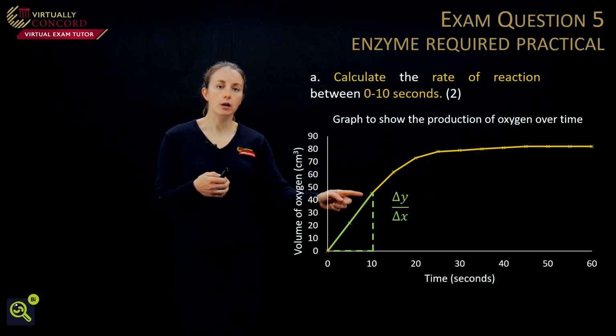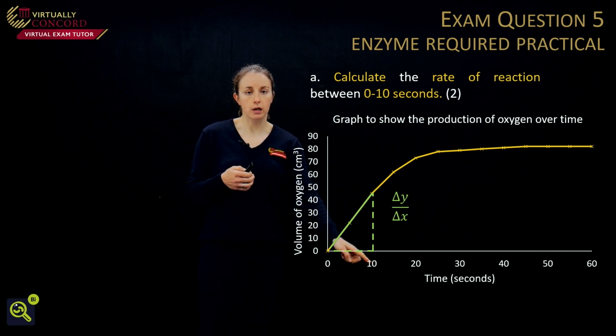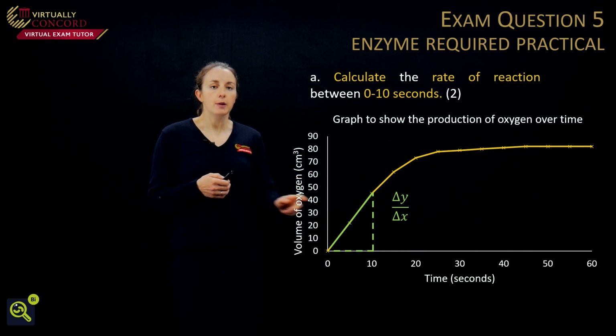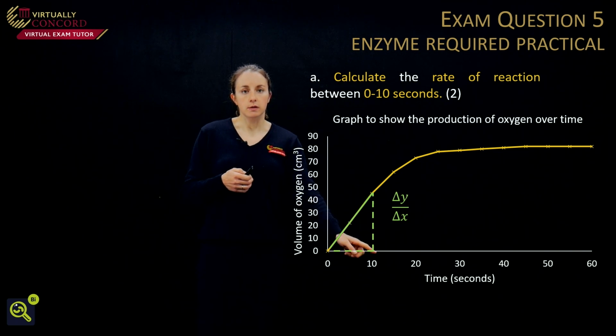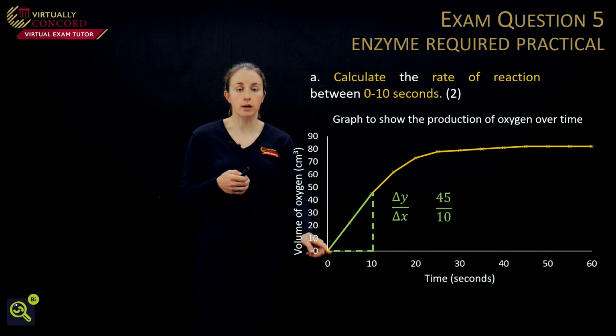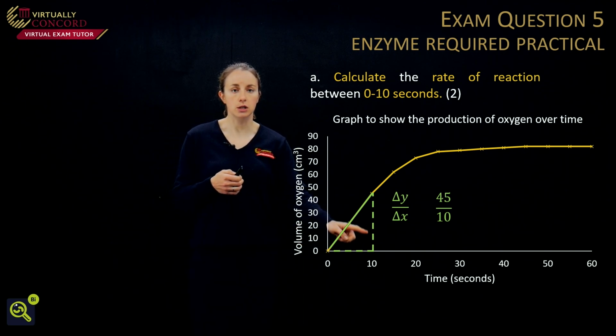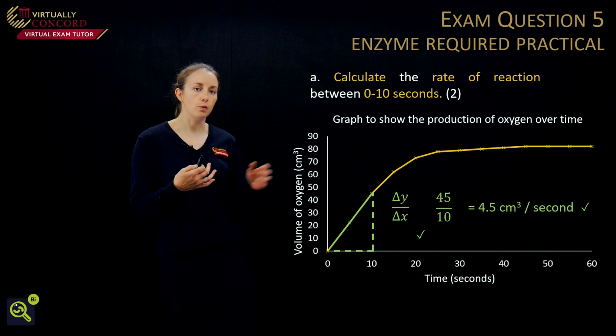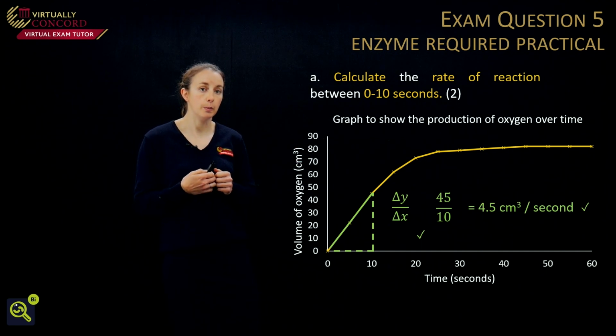But I have still drawn the line on my graph and I've drawn my little triangle, and I would always recommend that you do that. It also shows the examiner where your data has come from. And then we just need to calculate the change in y, which is the volume of oxygen. So that's 45 centimetres cubed of oxygen over 10 seconds. So 45 centimetres cubed of oxygen was produced in 10 seconds. And if we do the calculation, we get 4.5 centimetres cubed per second.